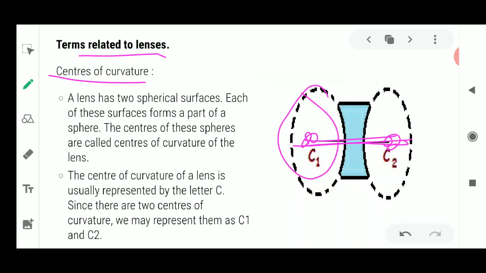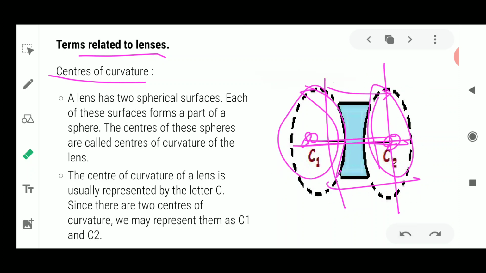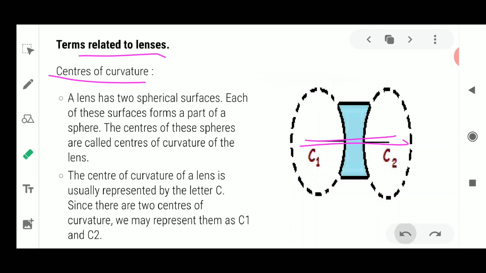So there are two spheres, and when we cut these two spheres and join them, this is what makes a concave lens. These lenses are made by cutting these two parts from two different hollow spheres of glass. That is why it is known as a biconcave lens or biconvex lens.